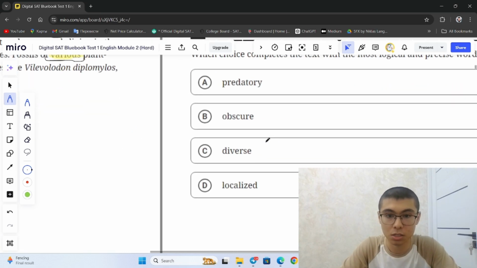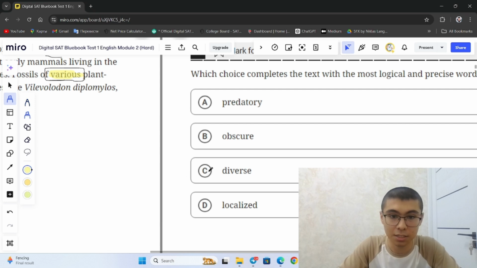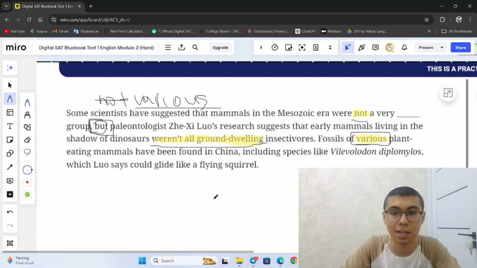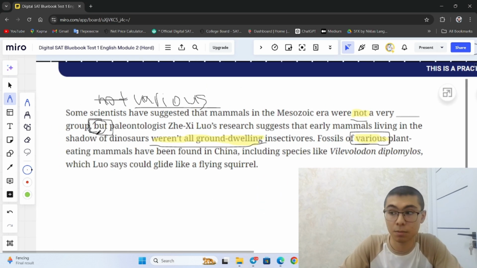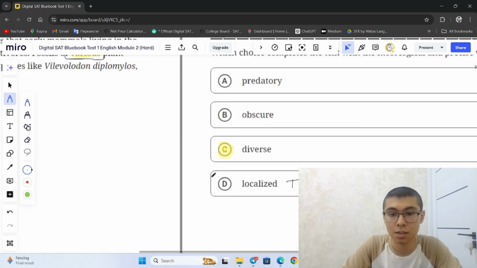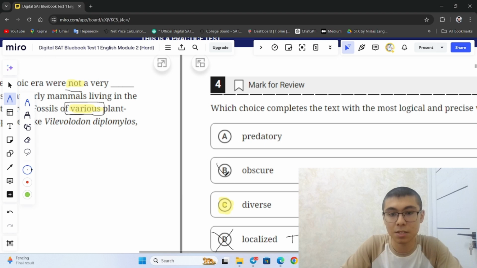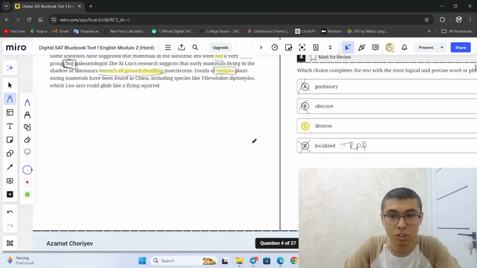Let's have a look at the choices. Diverse, yes. I mean, it's definitely the synonym of various. Here, the trap might be localized. This might be a trap. Why? Because you may not have paid attention to the word but, or maybe you didn't realize that there was a word not in this case. So this is the complete opposite. Obscure, it doesn't make sense. Predatory, no, it doesn't make sense. So question number 5.